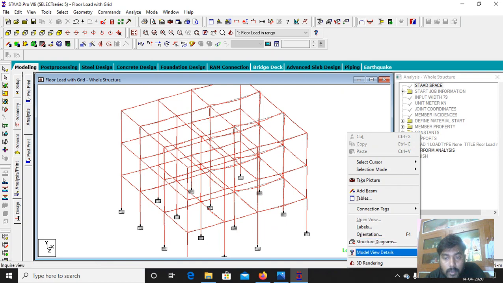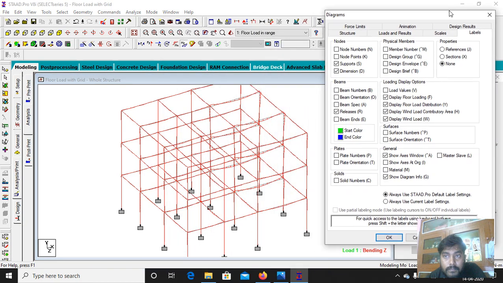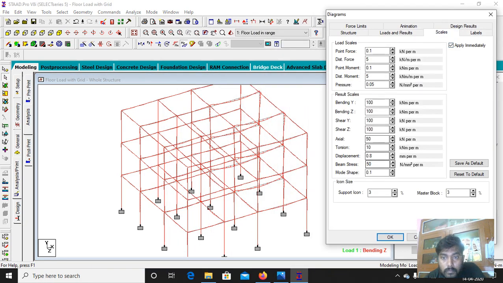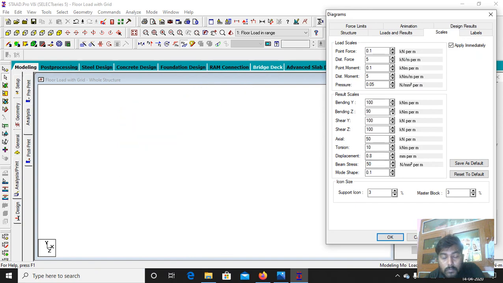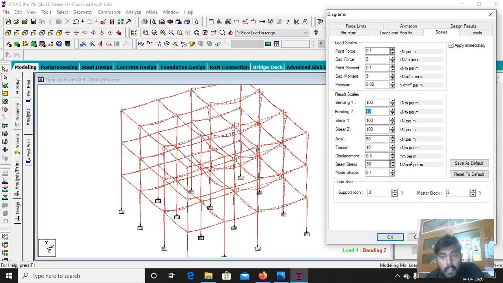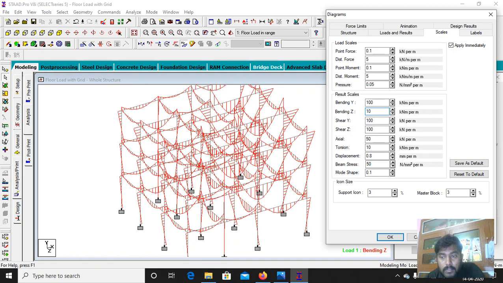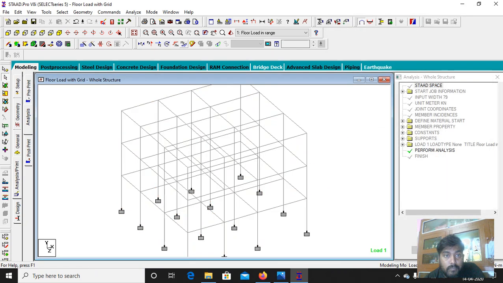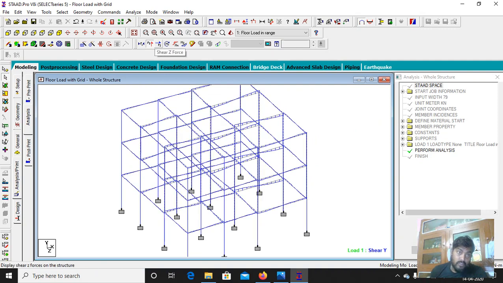Let us similarly change the scale. This is the bending moment diagram. Similarly, the shear in the y direction is also there. You can check it. The shear force diagram is there. This is the shear force diagram Fy. So this is the shear force and bending moment diagram.